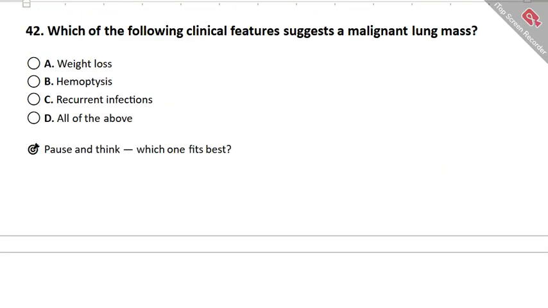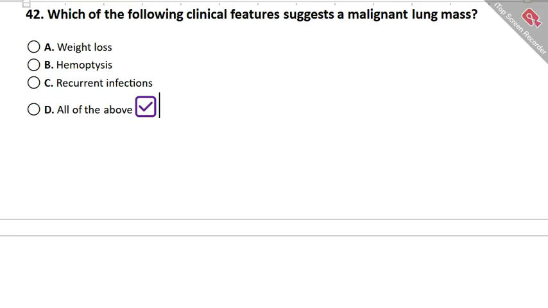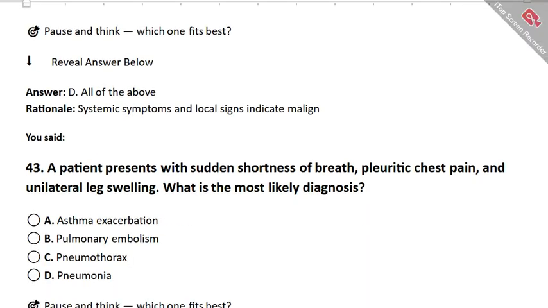Question number 42. Which of the following clinical features suggest a malignant lung mass? The correct option is option D, all of the above: weight loss, hemoptysis, and recurrent infection. Let's move to question number 43.